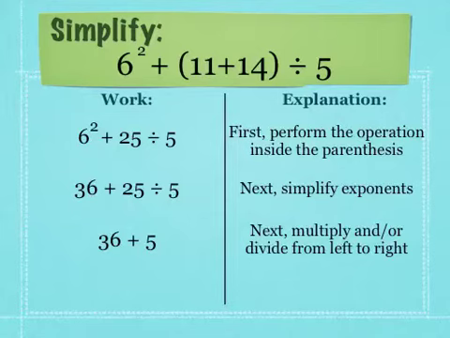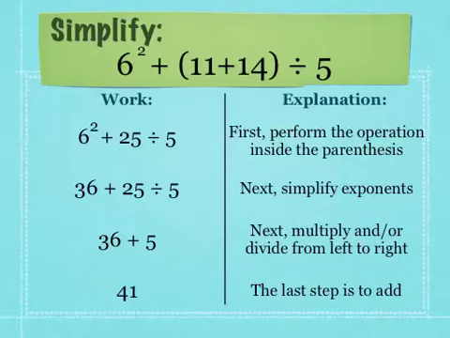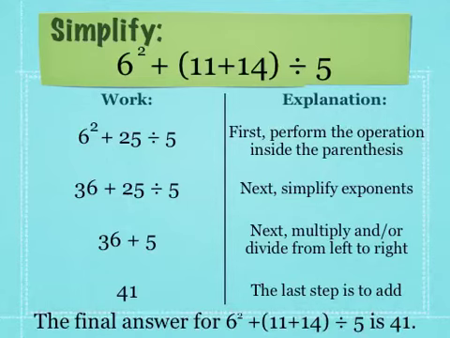Now there's only one operation left for me to do. 36 plus 5 is 41. The explanation would be the last step is to add. If there was subtraction in this problem, we would work our way from left to right. Again, I want my final answer as a statement. This statement says the final answer for 6 squared plus parenthesis 11 plus 14, close parenthesis, divided by 5 is 41.